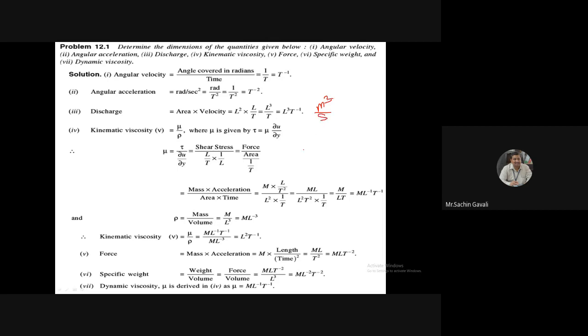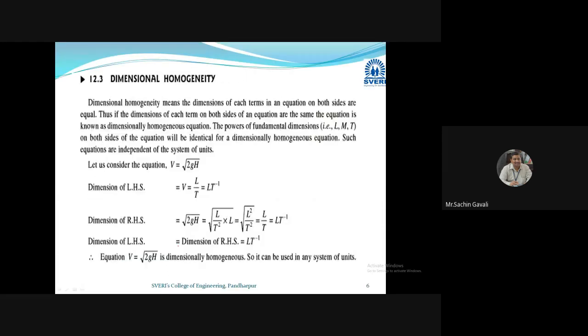Kinematic viscosity is mu upon rho, and we know the unit, so there will be no problem: meter square per second. Directly we know the unit, therefore the MLT form will be M raised to 0, L raised to 2, and T raised to minus 1. Then force we already know, we have done that here.